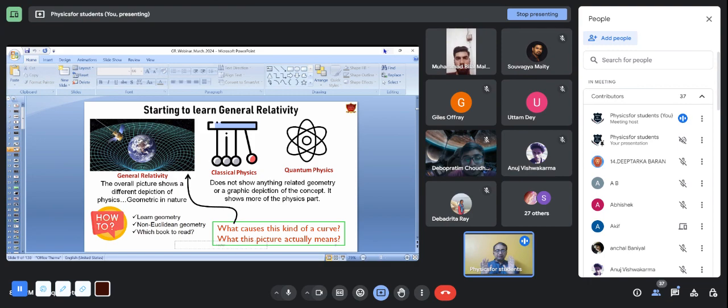Now, try to understand what I'm trying to tell. What is different is that it is neither related to a pendulum, nor a nucleus, nor atomic or physical things which are going around, but a kind of geometric structure. Are you getting me? Let me know if you are unable to understand. This is intuitive. So there is a geometric structure. The first question is what causes this curvature and what this picture actually means.